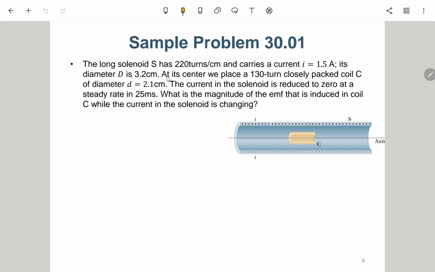At its center, we place a 130-turn closely packed coil C of diameter d. The current in the solenoid is reduced to 0 at a steady rate in 25 milliseconds. What is the magnitude of the EMF that is induced in coil C while the current in the solenoid is changing?